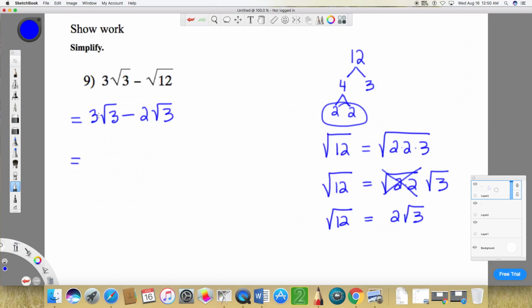We have 3 of these radical 3's, and we're taking away 2 of those radical 3's. So how many radical 3's do we have? Well, 3 minus 2 is just 1. And some people like to put the 1 there, and other people know that, hey, you can leave it as the square root of 3.